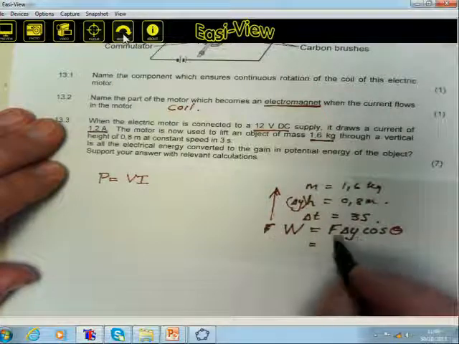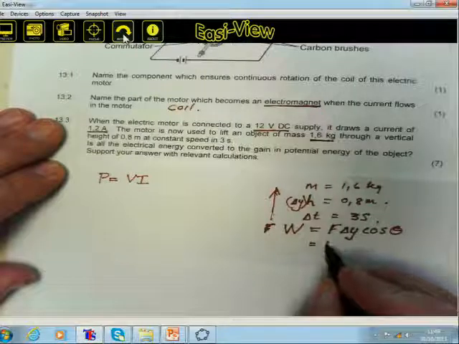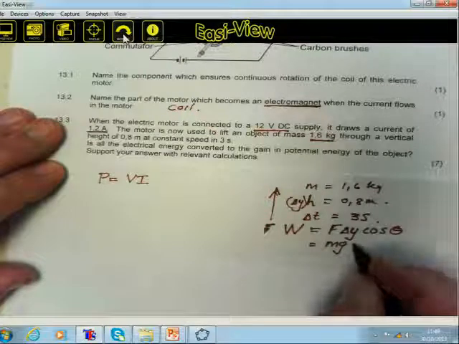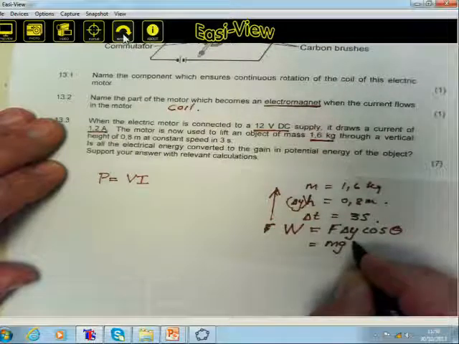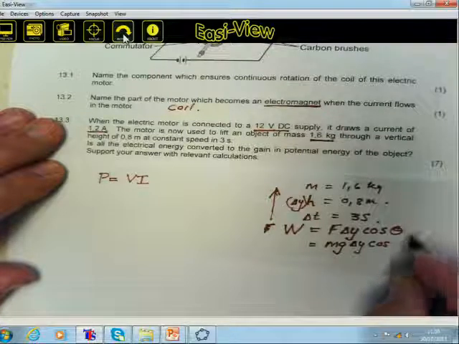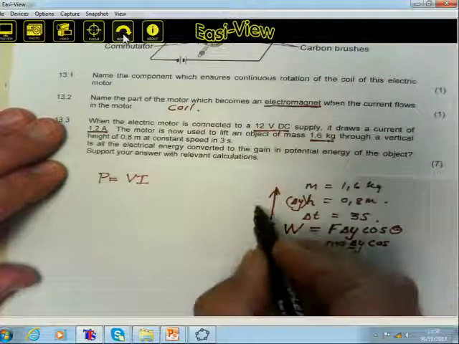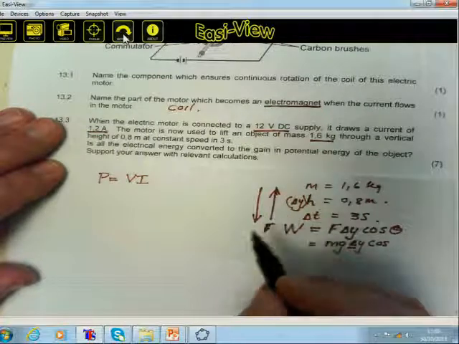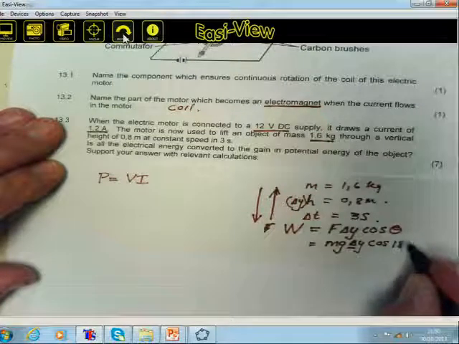So therefore, the force in this instance is gravitational force, and we know gravitational force is m times g. The distance traveled by this object, delta y, is 0,8 meters. Let us just write it as delta y, and then cos theta. In this instance, the direction of delta y is upwards, but the gravitational force is downwards. So the angle between the motion and the force is 180 degrees.